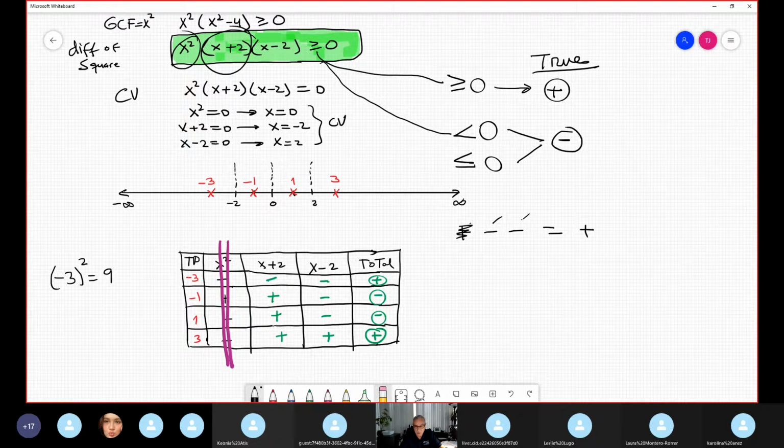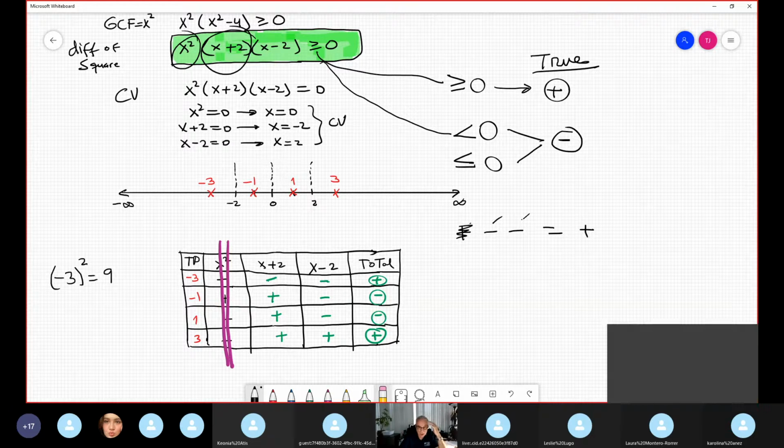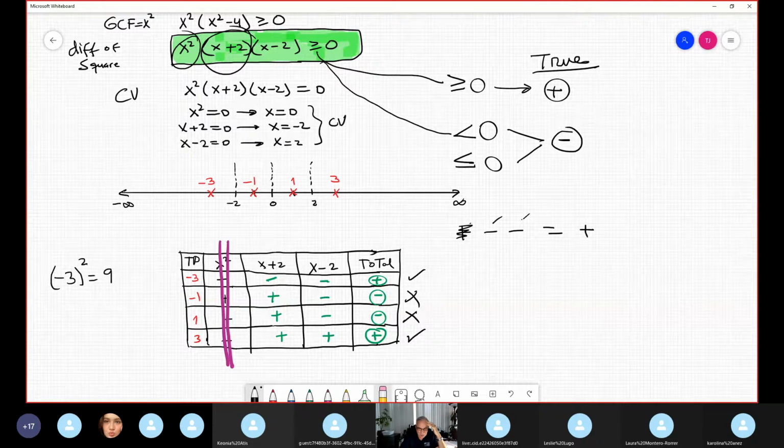Do you understand this or no? But no, in this case the true is the positive. This is true, this is true. This is false, this is false. Not necessarily indicate the false; indicating the true is what is important.